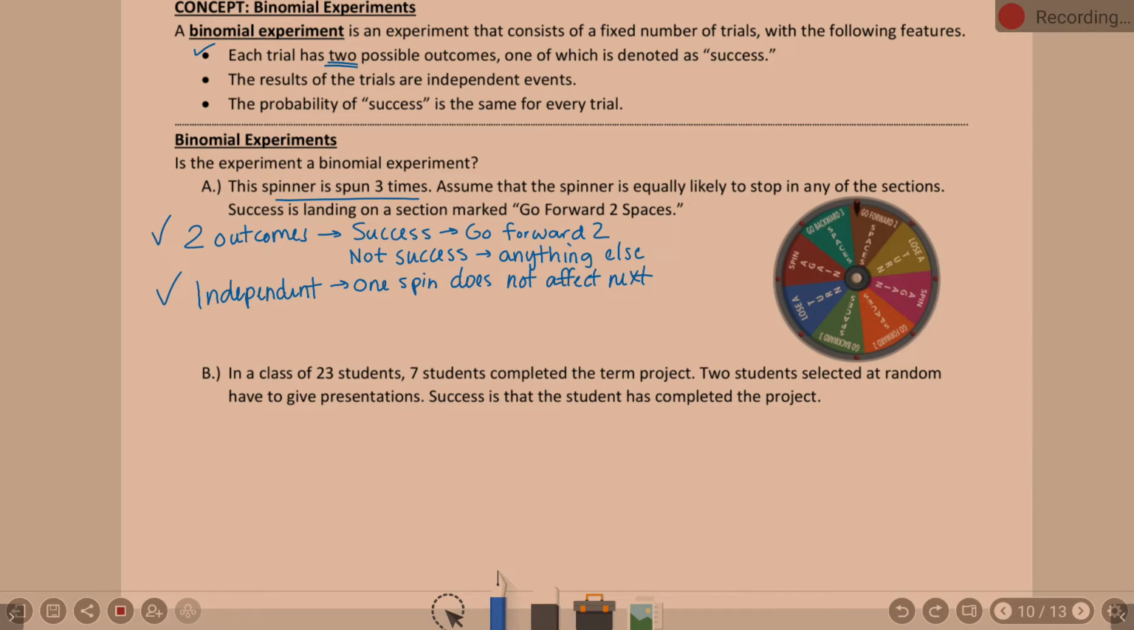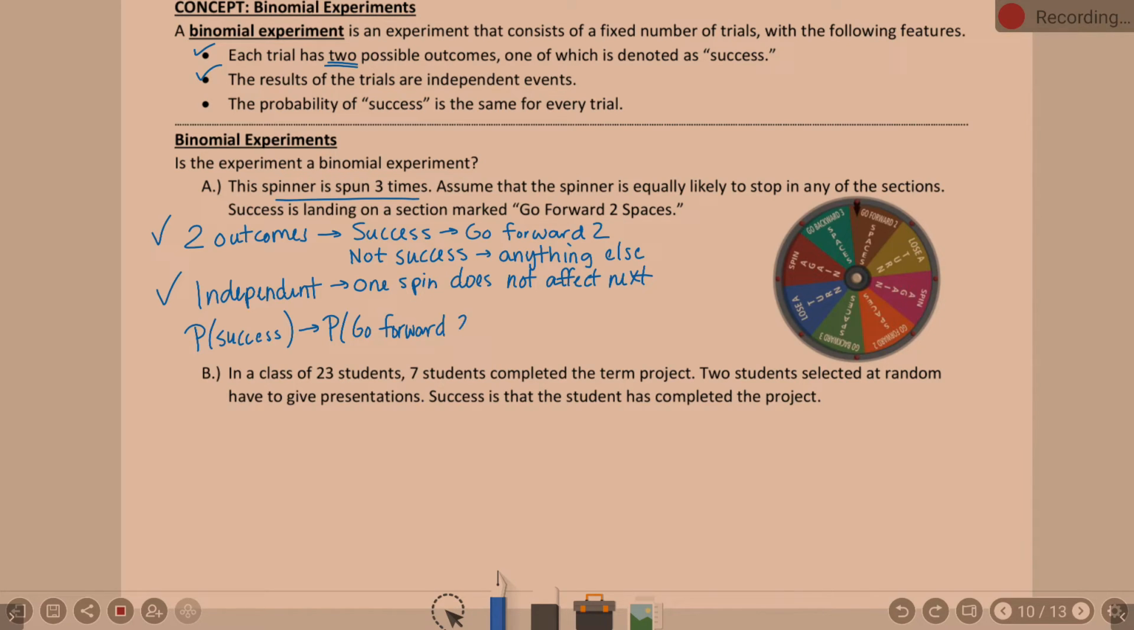Okay, and what's our third? Third thing we have to check? Got 1 and 2. The probability of success is the same for every trial. So what is our probability of success here? What is success? Go forward 2. Okay, so probability of, in this case, the success is go forward 2.